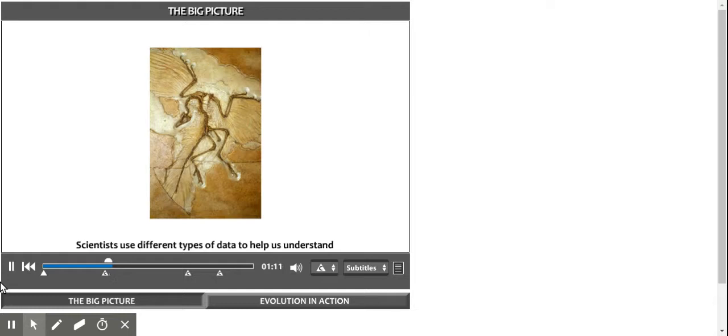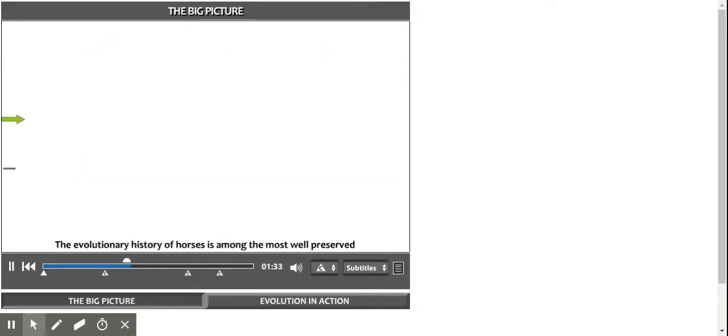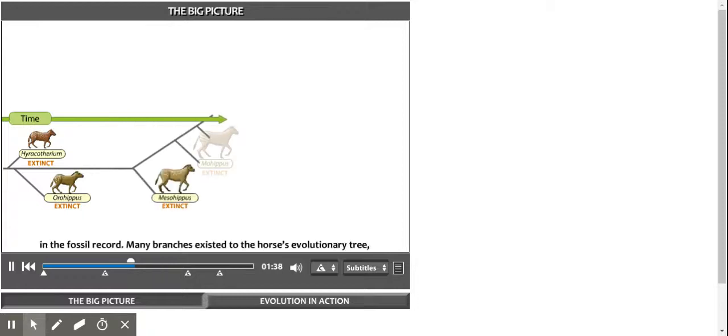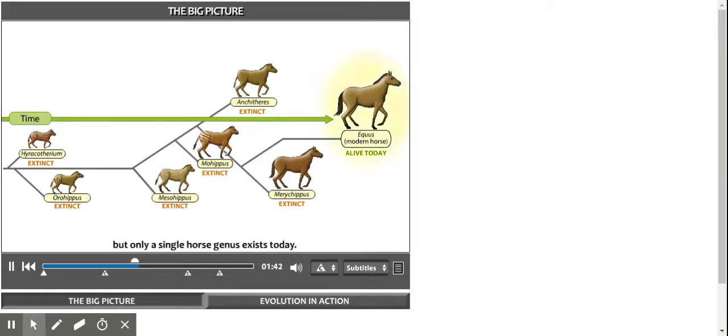Scientists use different types of data to help us understand how evolution has occurred in various species. An organism's hard parts, such as bones and teeth, may be preserved as fossils if the organism dies in an environment in which the forces of decomposition are reduced. Fossils help us reconstruct what organisms looked like long ago. The evolutionary history of horses is among the most well-preserved in the fossil record. Many branches existed to the horse's evolutionary tree, but only a single horse genus exists today.